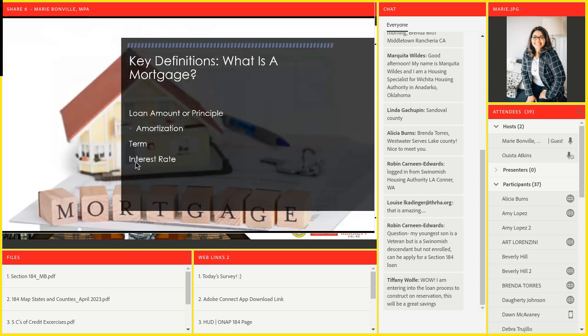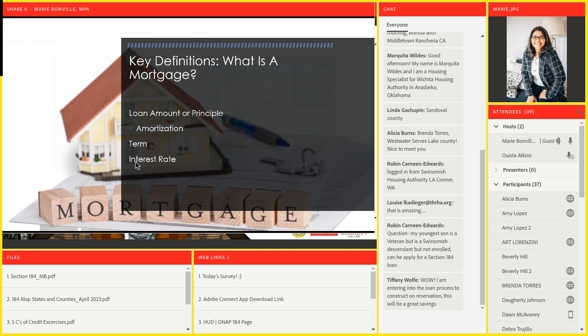So the key definitions: of course, I have to explain what a mortgage is. I can't jump into Section 184 without that. It's your loan amount. People always ask, what is amortization? It's essentially a fancy way of saying paying off debt over time in equal payments. It starts out where you're paying more interest than principal, but eventually that number starts to shift, where you're paying your principal more than your interest towards the end.